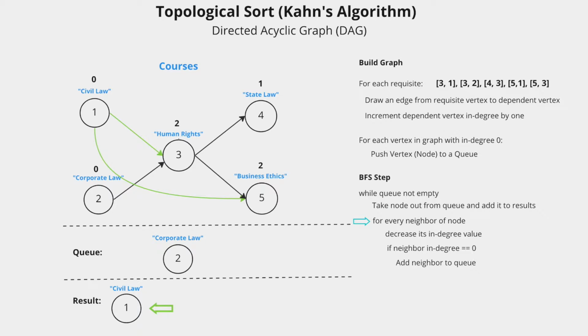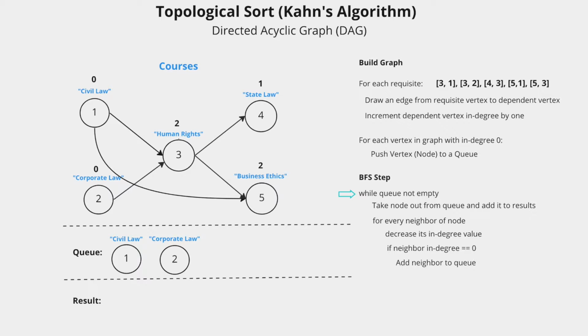For every node or course removed from the queue, we're going to explore its neighbors and reduce their in-degree value. If a neighbor course's in-degree value reaches 0, then it means that course is ready to be taken. Therefore, we push it into the queue. Let's run the BFS step to see this algorithm in action.